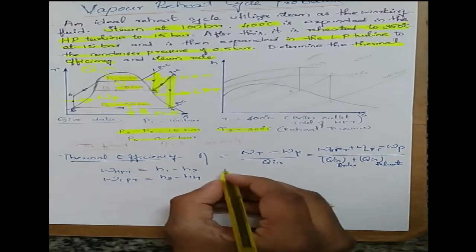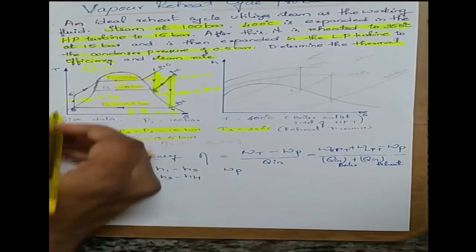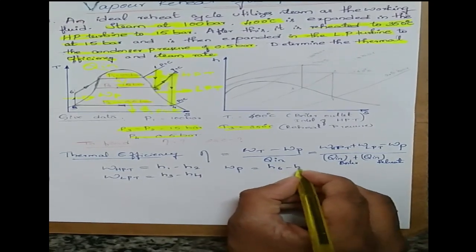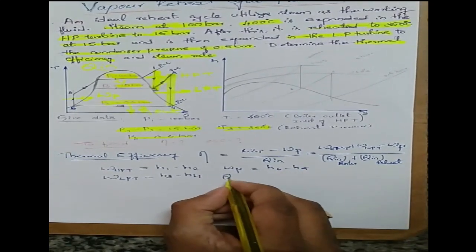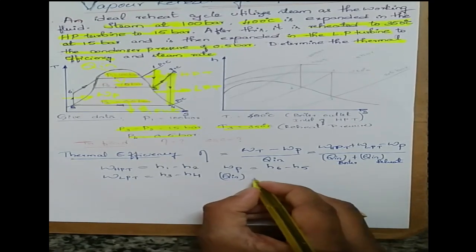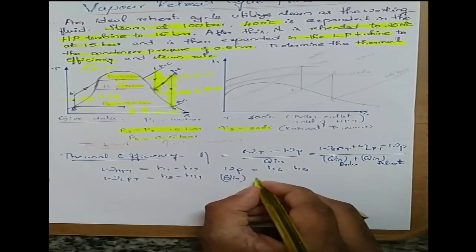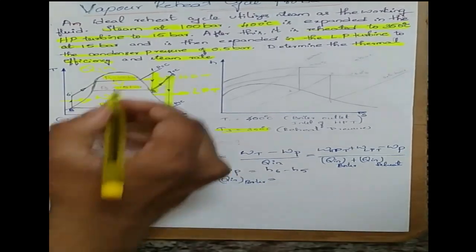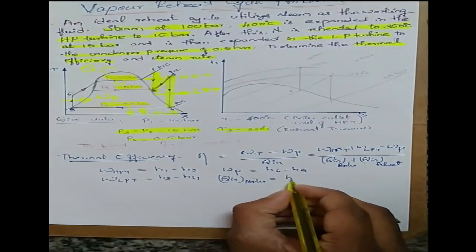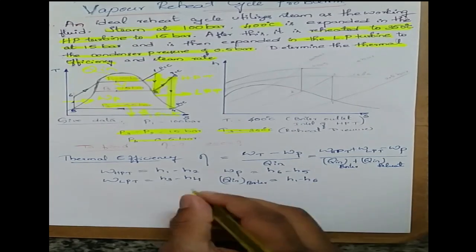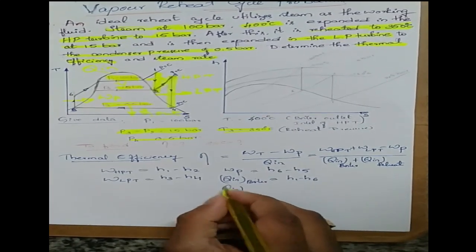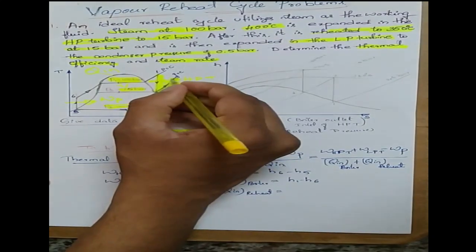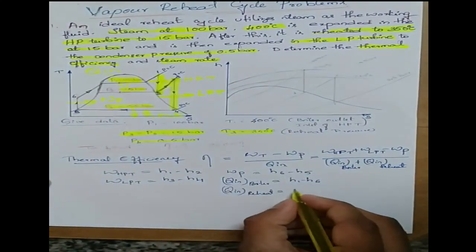Next, work done by pump. Work done by pump is between 6 and 5, so we can take it as H6 minus H5. Next, Q in boiler is H1 minus H6. And Q in reheat is H3 minus H2.